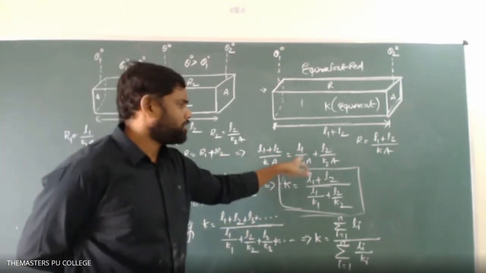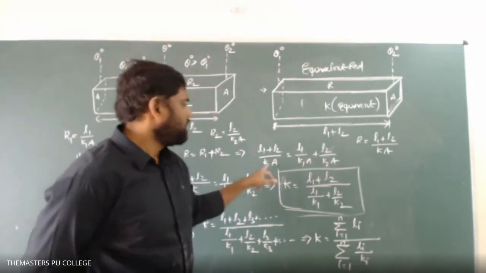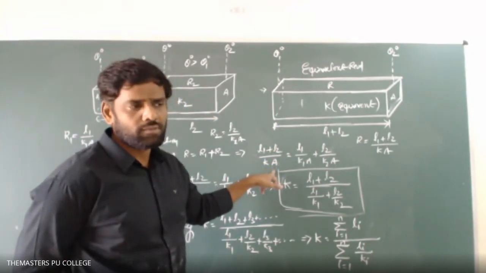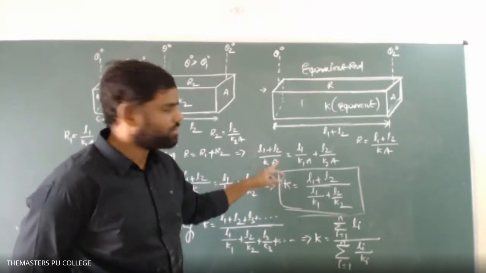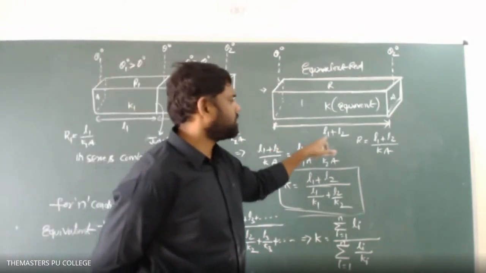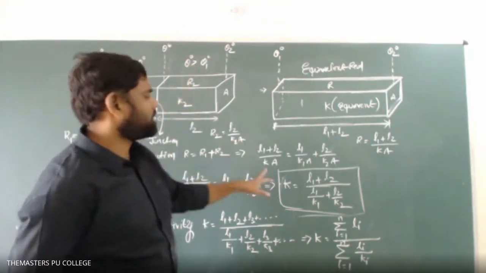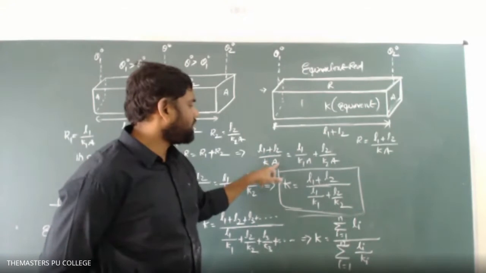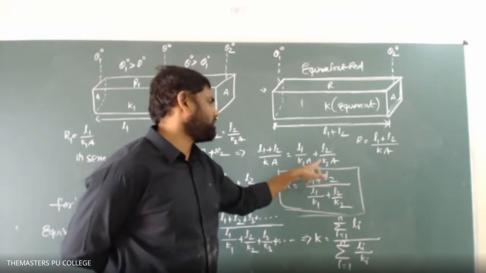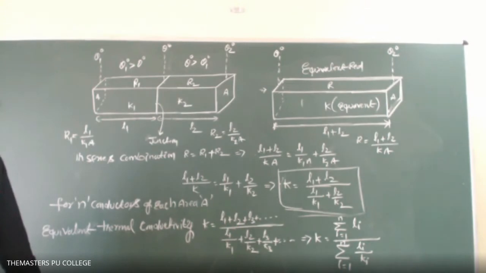Instead of L1 by K1A, we should write L1 by K1A1 plus L2 by K2A2. Just as you wrote L1 plus L2, similarly you have to write A1 plus A2. Here the lengths are different and the area is the same, that's why the equivalent length I wrote L1 plus L2 and the area is A. But if the area is also different, then instead of this A, similarly I should write A1 plus A2. Here K1A1, K2A2. That's the only difference. Clear? Yes, sir.